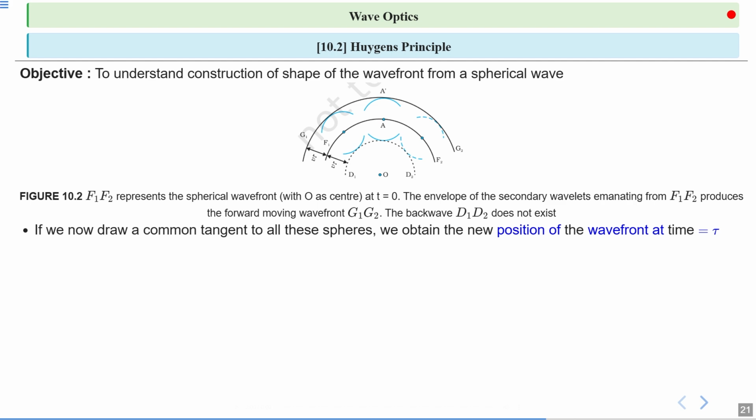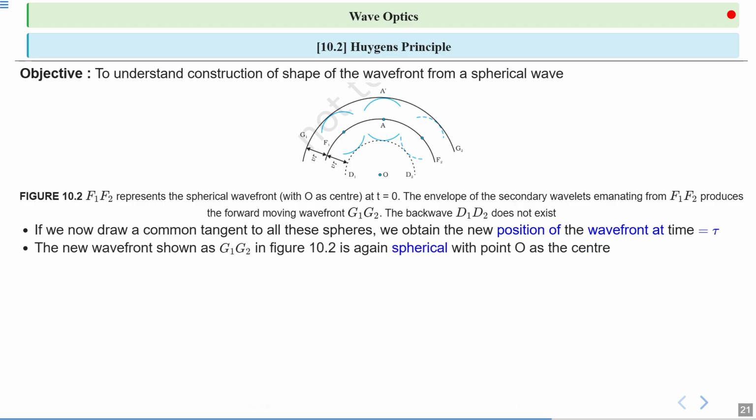So this tangent represents the boundary where the wavefront has advanced or reached. Now observe the new wavefront labeled as G1, G2 in the diagram. This new wavefront is also spherical, maintaining point O as its center. This illustrates the principle that wavefronts from a point source remain spherical as they propagate. This consistency of the spherical shape is a key characteristic of wavefronts emanating from a point source.